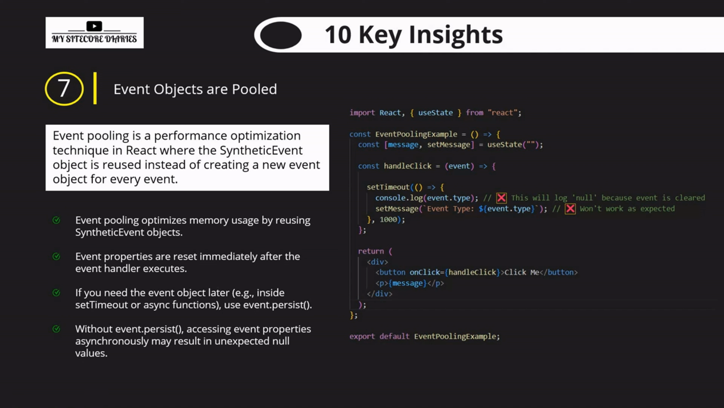So to make this work asynchronously, you have to add event.persist. Okay, this will help you execute this function correctly, because event.persist will stop clearing the object. Okay, so this is an example of event object pooling.